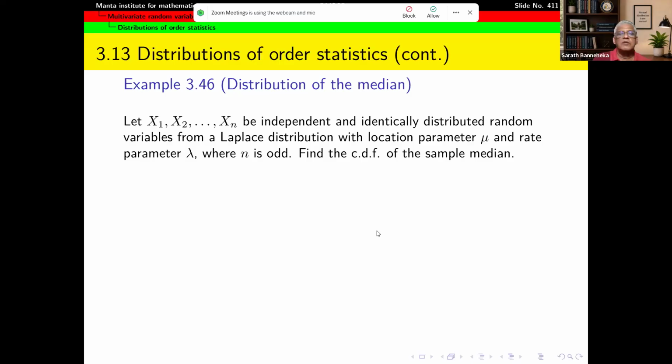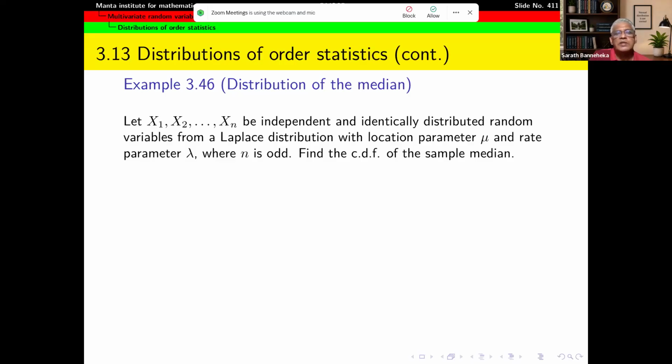Now let us do one more example. Here we are going to look at the distribution of the median, because median is an important statistic. Of course, here we are talking about the sample median. When you have n observations, we want to consider the sample median and look at its distribution. To make it easy, let us assume that n is an odd number.